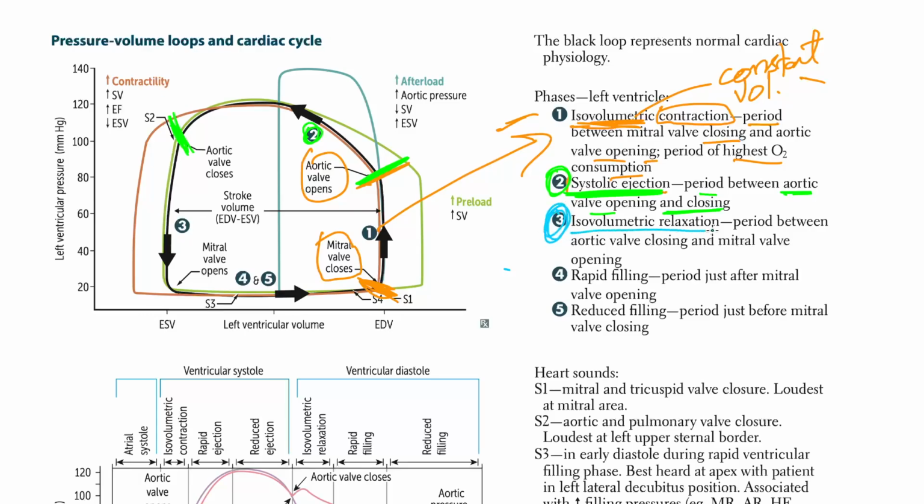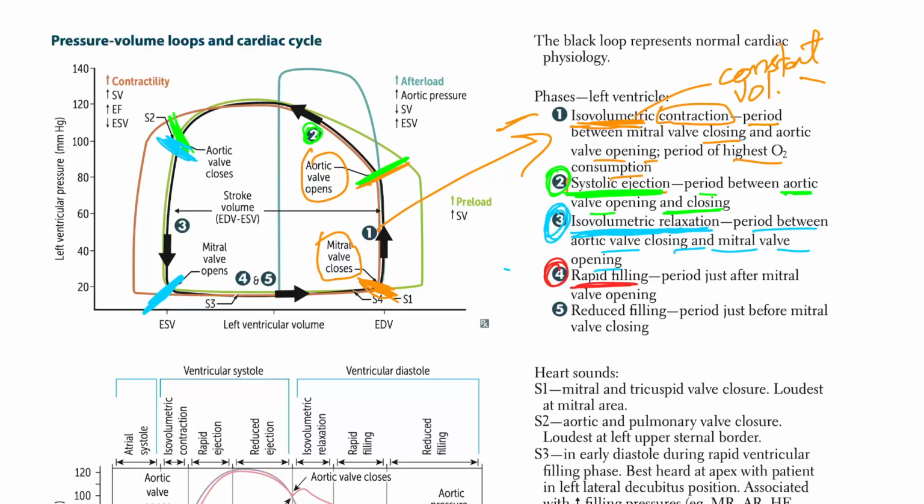the isovolumetric relaxation. Again, isovolumetric meaning constant volume. Relaxation means the heart is just relaxing. It goes from aortic valve closure till the point that the mitral valve opens. So period between aortic valve closure and mitral valve opening, right? And what's the next one? The next is this right here, which is rapid filling.